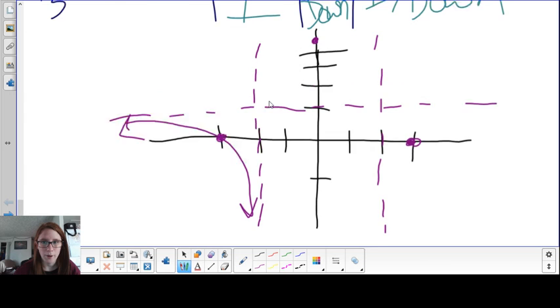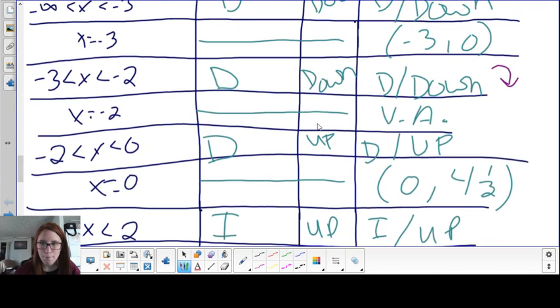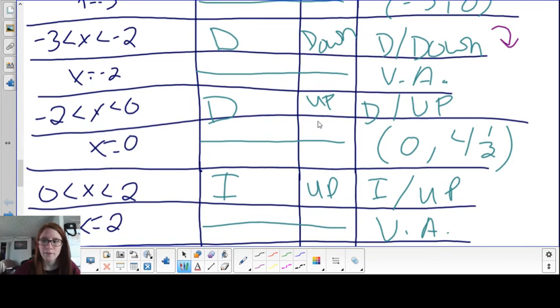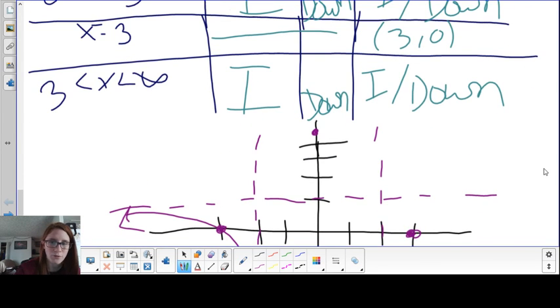So let's take a look at what happens when we approach 0. We're decreasing, but we're going to be concave up. So when we're decreasing but concave up, we're going to kind of look like a parabola. And then on the other side, we're going to be increasing and concave up. So it's going to look like a parabola here in the middle, and that's going to be centered at my y-axis, or my y-intercept.